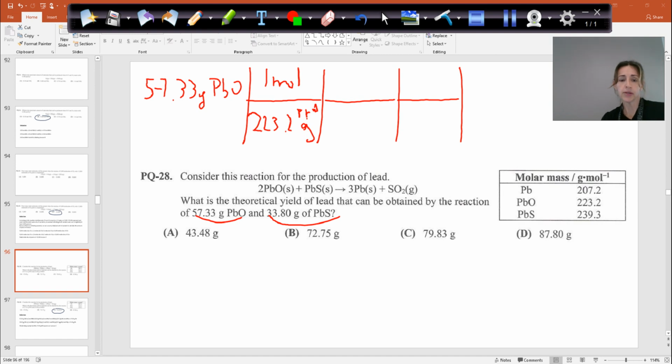Then the middle one, and we are trying to produce lead. So we are going from here to here. So it's a 2 PbO to 3 Pb, right? That's the mole-to-mole ratio. So I have 3 moles of Pb formed for each 2 moles of PbO. So what is that middle conversion factor?